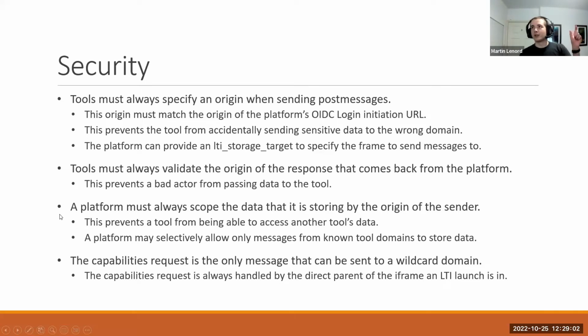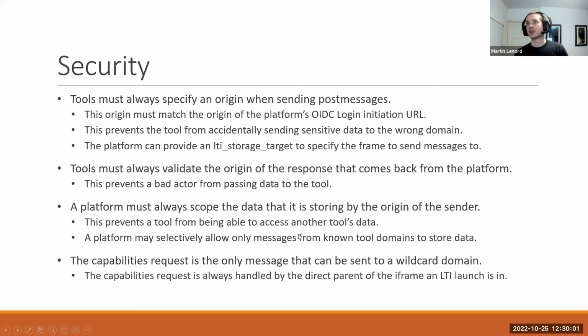And then the platform must always scope the data that is stored by the origin of the sender. Like we showed on that first set of diagrams where we had the little box, and the box was just for example.com or example.tool. A tool must only be able to access the data for that particular domain. And again, it's kind of obvious why we would want to do that. You want to prevent cross-site storage access or anything like that. It's also worth noting that it has to be exact. We're not doing just the top level domain or anything like that. It's the full origin that has to match. There's a point on here that the platform may selectively allow only messages from tools' known domains.